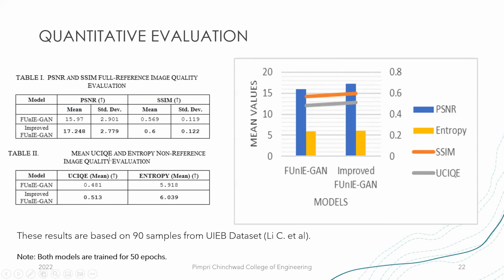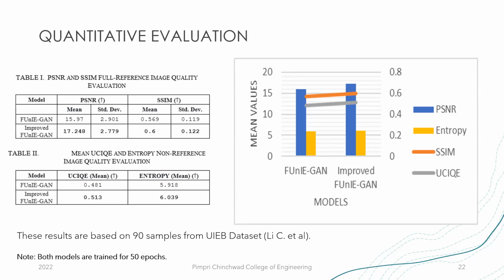Another metric that we have used is the non-reference image quality evaluation metrics, which are UCIQE and entropy. These basically focus on the image quality and the color of the images that are being produced.